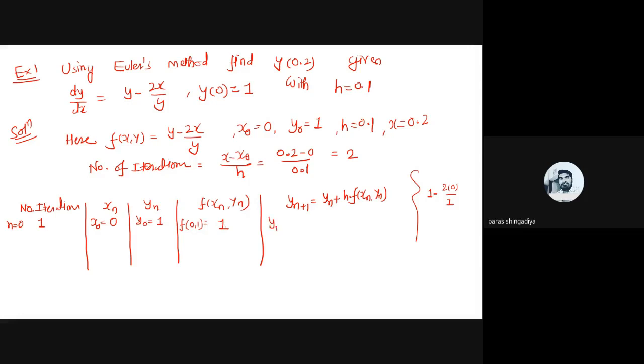Now what will be the formula of y1? That will be y0 plus h into f of x0, y0. You just type in the calculator: the y0 value is 1, plus the h value is 0.1 into the function value. What is the function value? That is also 1. So the output will be 1.1. The answer of y0 plus h into f of x0, y0 will be 1.1. Here I mentioned all the steps: 1 plus h, which is 0.1, into the function value, which is also 1. So the total will be 1.1. Is the first iteration clear to everyone?